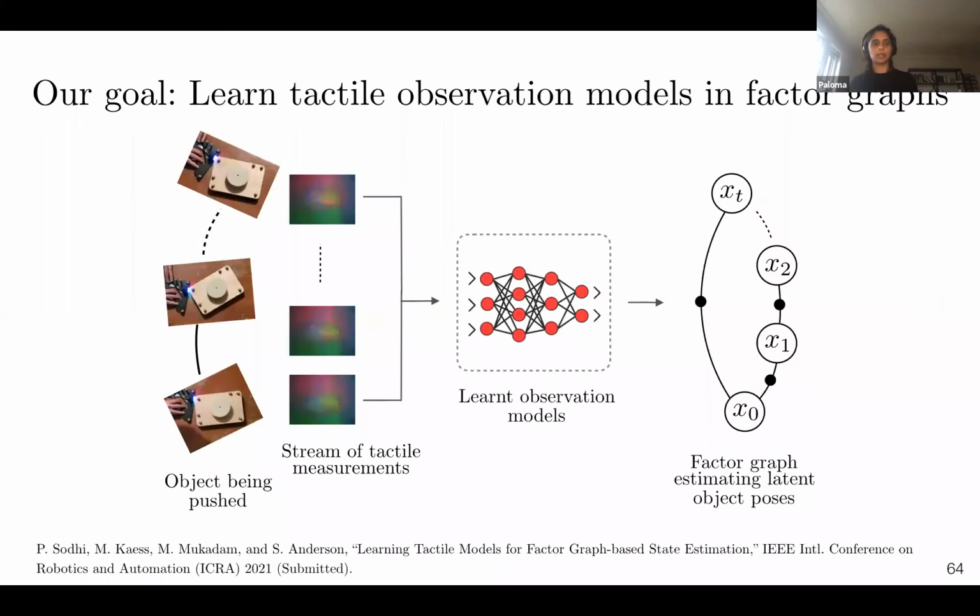So our goal here is to learn such tactile observation models, which in turn can seamlessly integrate as factors within a factor graph during inference. And this integration lets us leverage the benefits of both learning-based and optimization-based methods.